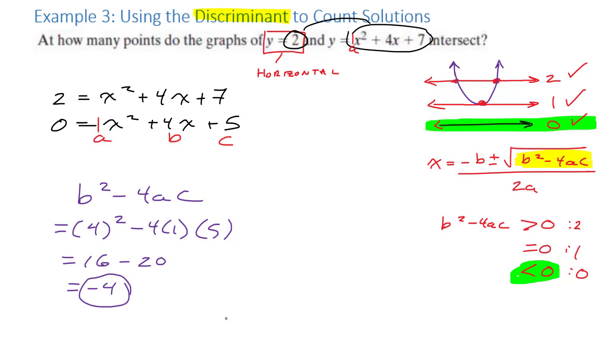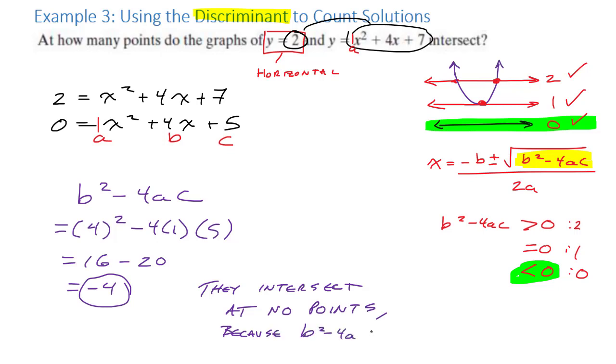So I'm going to state: how many points of intersection do these have? The answer is they intersect at no points. And I proved it with my discriminant. And if we want to be clear here, when you're asked to justify, your answer should say because. Because b squared minus 4ac, or the discriminant, is less than 0 for this scenario. Okay, there you go. Done.